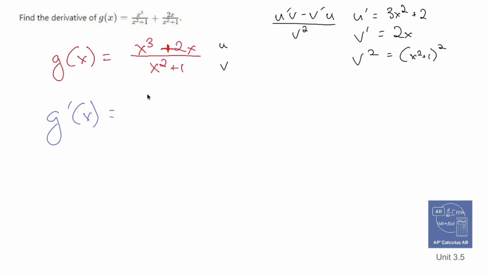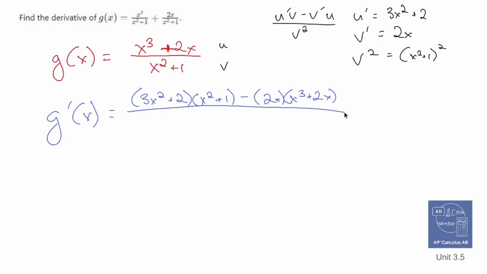So g prime of x is going to equal u prime v. So u prime was 3x squared plus 2 times v, which was x squared plus 1, minus v prime, which is 2x u, which is x cubed plus 2x, and that's going to be all over x squared plus 1. Now, I'm probably going to regret this. Probably going to regret it. And I could probably say, we're done.